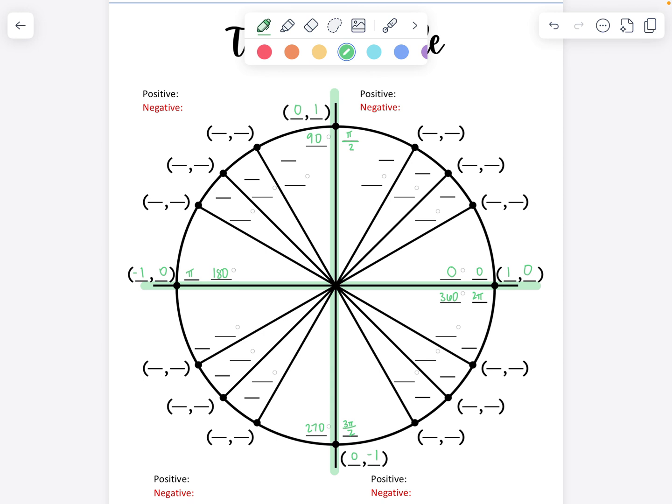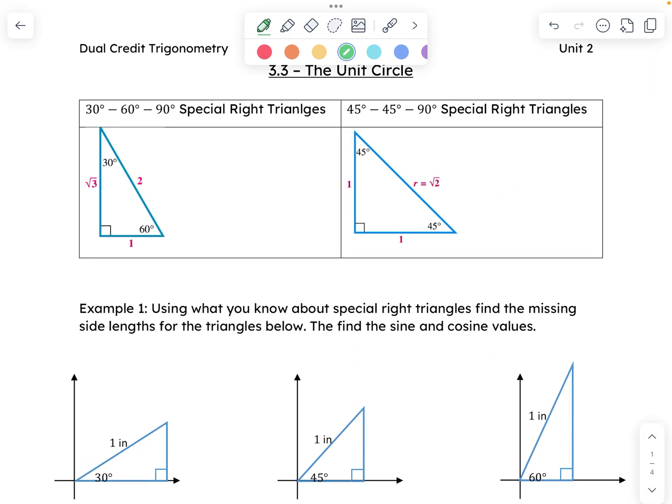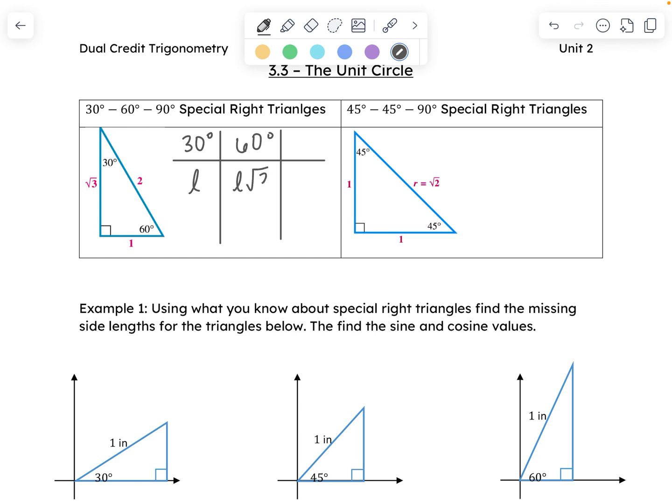Now, you may have noticed that at the top of our notes right here, I have our special right triangles. Let's talk about how those connect to our unit circle. So I'm going to start with the 30, 60, 90 triangle over here, and remember how my sides all connect. Across from the 30-degree angle is our side, let's say L. You use whatever letter you would like; I say L for length. And across from my 60-degree angle would be the side L square root of 3. And across from my 90-degree angle is 2L.